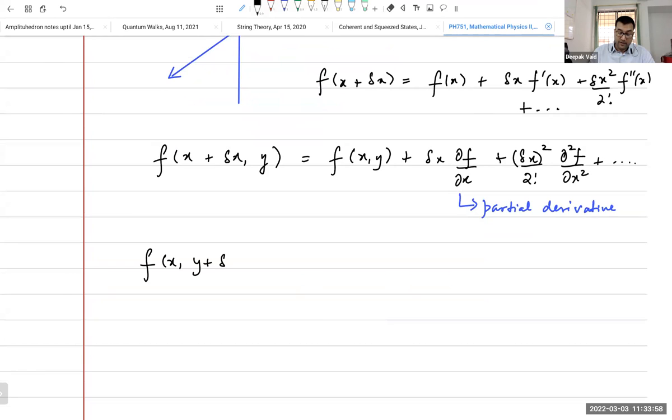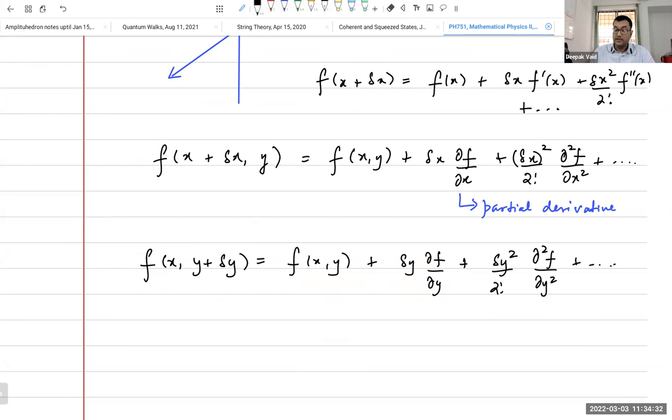We can do the same thing, keeping x fixed. In that case, our function will have this form. Why? Because again, we are keeping x fixed. So as far as this expansion is concerned, x is a constant as you go from y to y plus delta y. So you get exactly the same series.